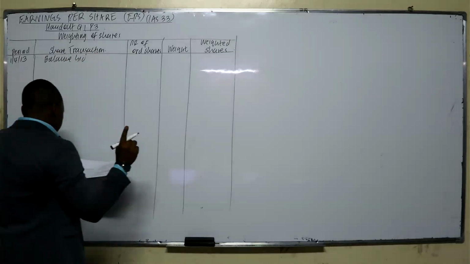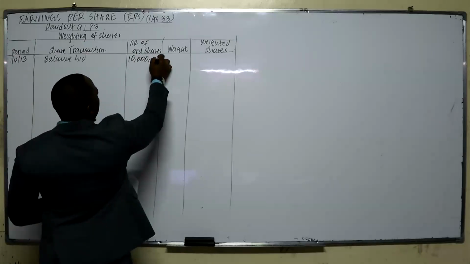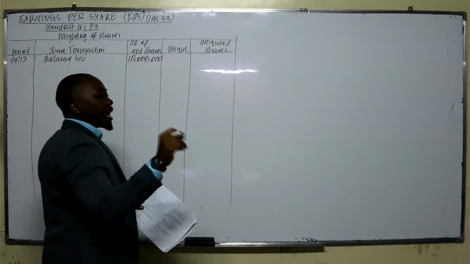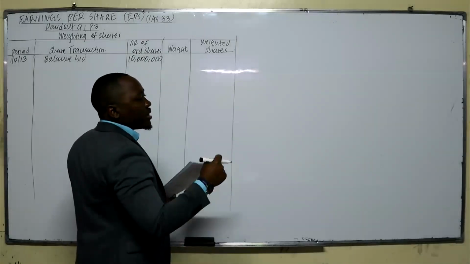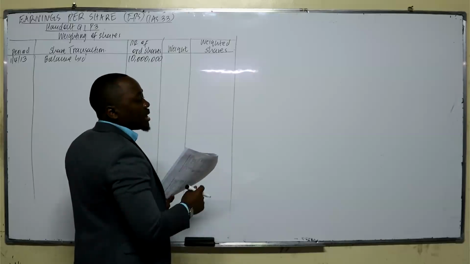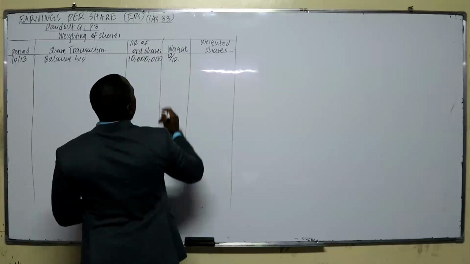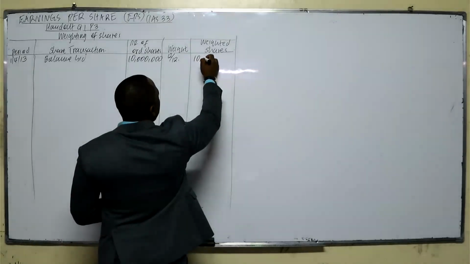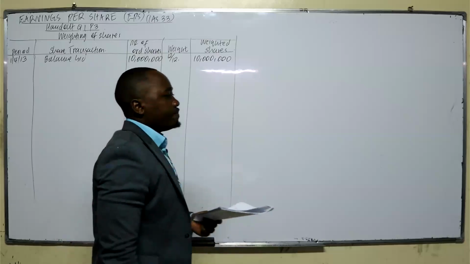Yeah, there were 10 million ordinary shares, and we only weight the shares, not the share capital. Those are the shares at the beginning of the period, which means they are outstanding for the entire year. So the weight is 12 months of the 12 months, and the weighted shares will be 10 million. And we only weight ordinary shares.